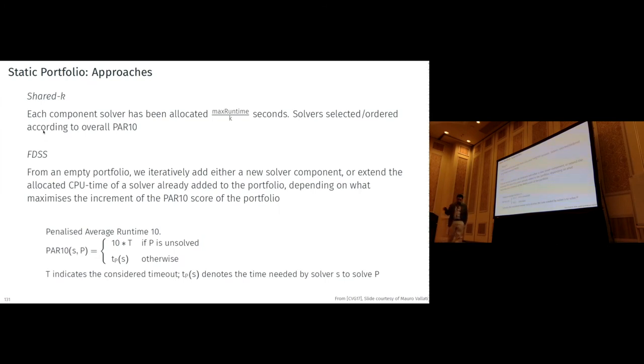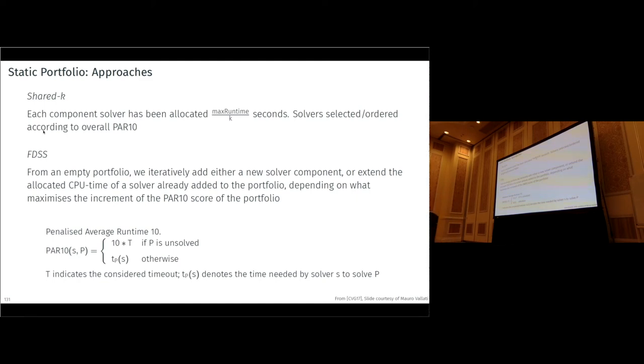We consider two approaches here. One is named shared K, where each component solver is allocated a maximum runtime of K seconds, and the solvers are selected and ordered according to their overall PAR10. The PAR10 is a metric that, given a solver and a problem instance, takes the time that the solver needed to solve the problem P, if it solves it, otherwise 10 times the timeout if the problem is unsolved. So in this case, differently from the IPC score that I mentioned this morning, this is an absolute measure for any of the solvers.